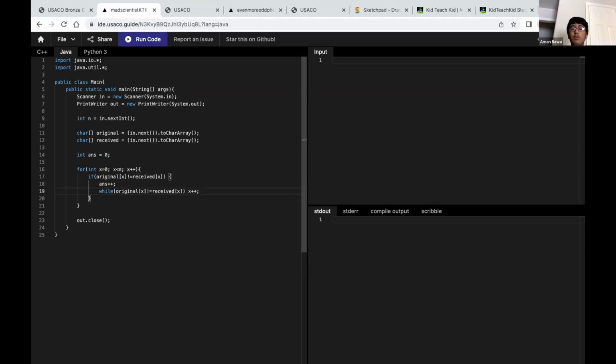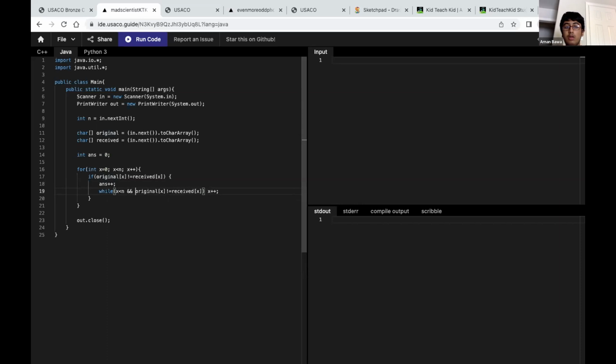Okay, another thing is that we don't want to go out of bounds. So we're going to check right here if x is less than n. Because if x is greater than n, then we're already at the end of the array, and reading in an index that's out of bound right here will cause a runtime error. So we don't want that.